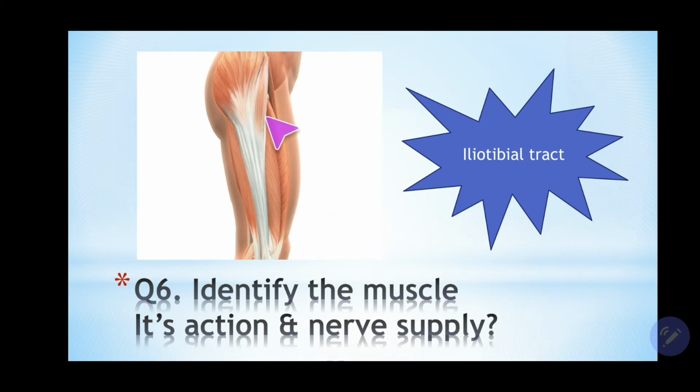Both these muscles counter each other. Gluteus maximus and tensor fasciae latae counter each other with the help of this iliotibial tract. And of course, the nerve supply they ask about: this is the superior gluteal nerve for this muscle and the inferior gluteal nerve for this muscle. Okay.